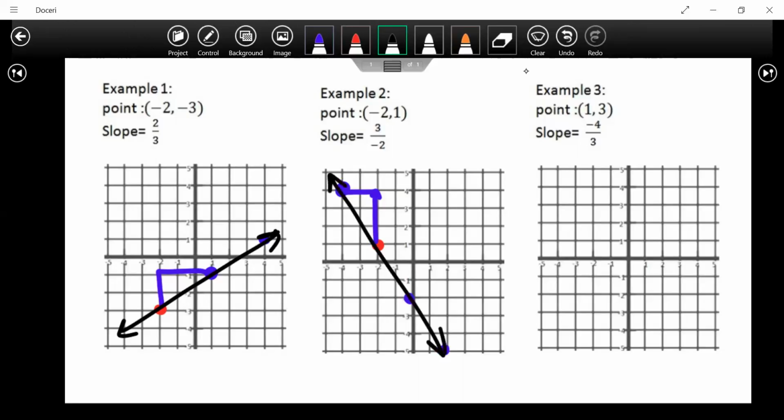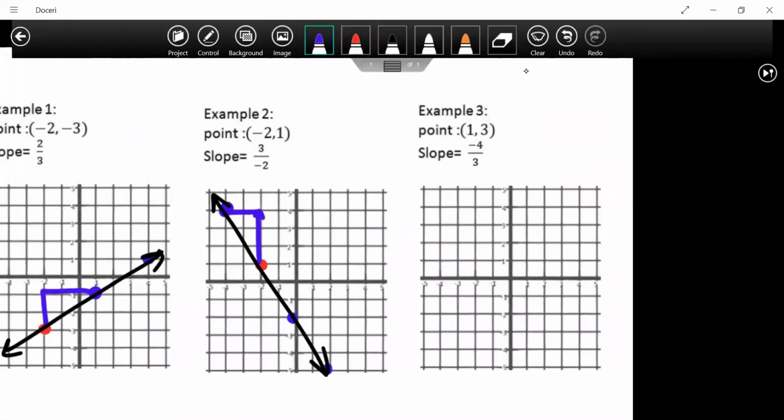And our last one here is I'm going to go over 1, up by 3. And then it tells me to go down 4, over 3. Okay. From those 2 points. A little bit off on that one, but it's okay. Okay. Questions on this? Okay. If you can do that, we're going to be good. We're going to be very good.